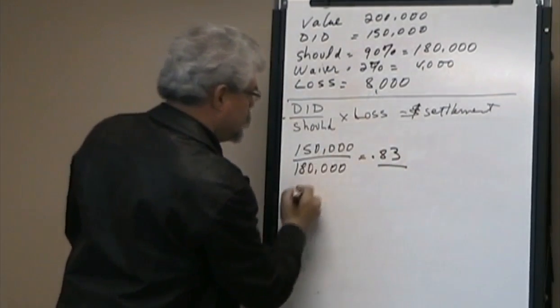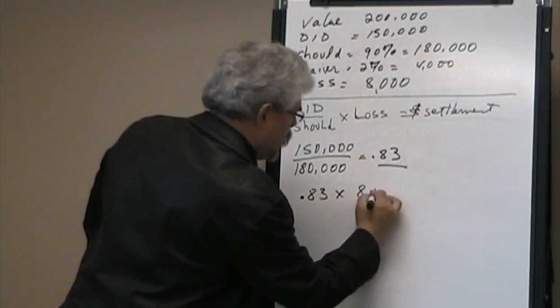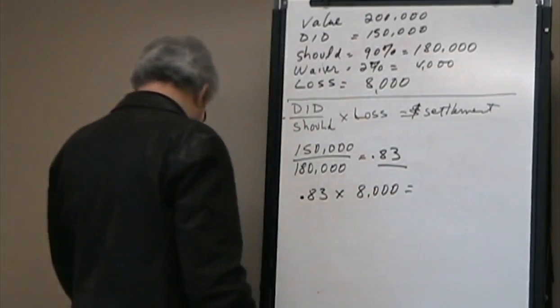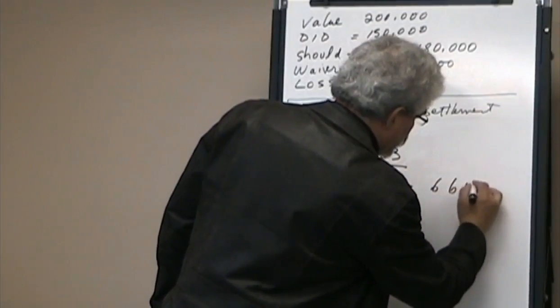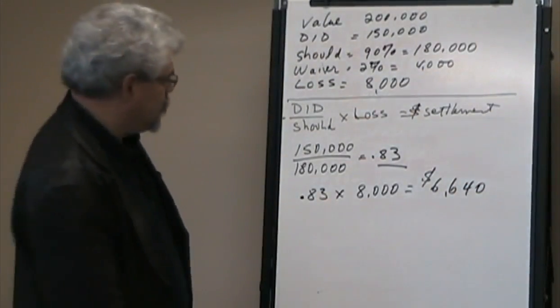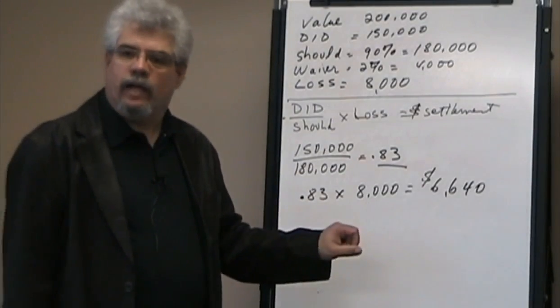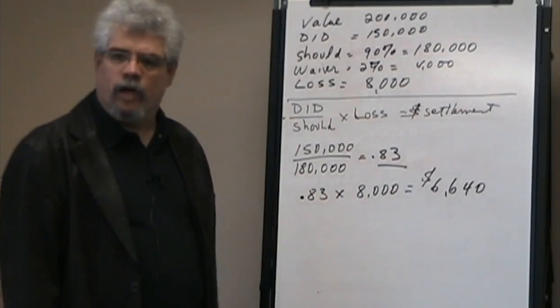So did over should times the loss. So 0.83 times the loss of $8,000. That'll give me an answer of 6,640. Naturally, I did this with a calculator. And you will be provided a calculator, by the way, at the exam, and double check that it's actually working.